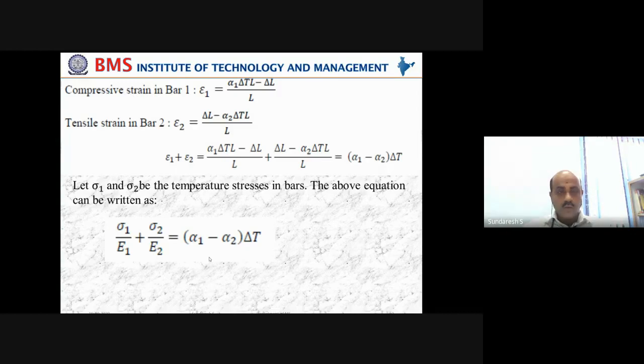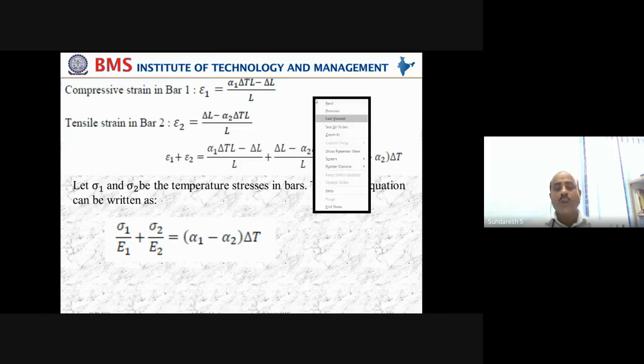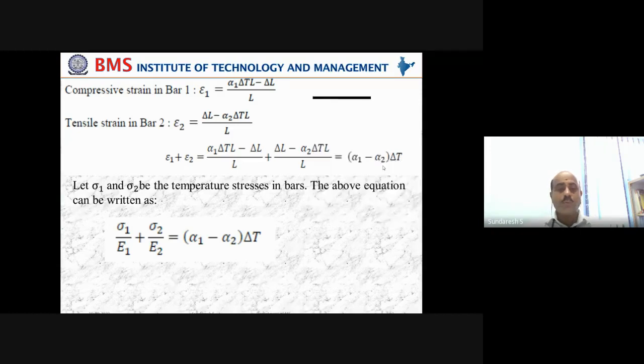Now let us move on to how to write an expression for the strain. Once it is subjected to compressive stress and tensile stress, the strain induced in material 1 will be compressive strain, and in material 2 will be tensile strain. I think you can understand this, right? Now let us write an expression for the compressive strain in the two bars: compressive strain in bar 1 and in bar 2.